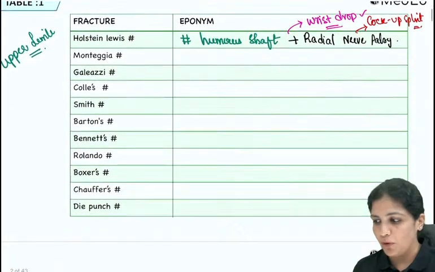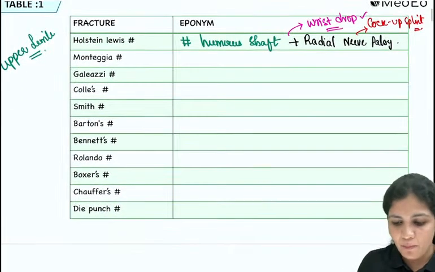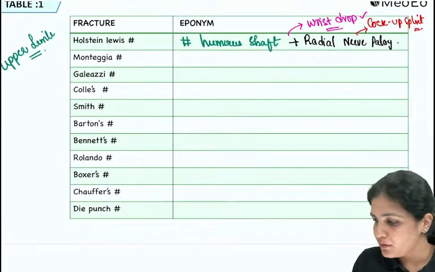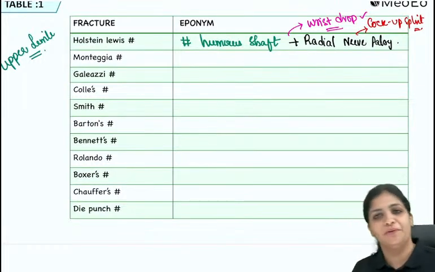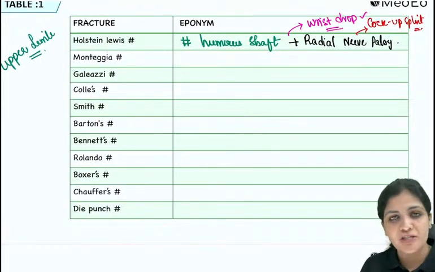And now, then what is Monteggia? What is Monteggia? Monteggia is, yes, Pratyusha, you're also right. It is a fracture of humerus with the radial nerve injury. Very good. Now, what is Monteggia?